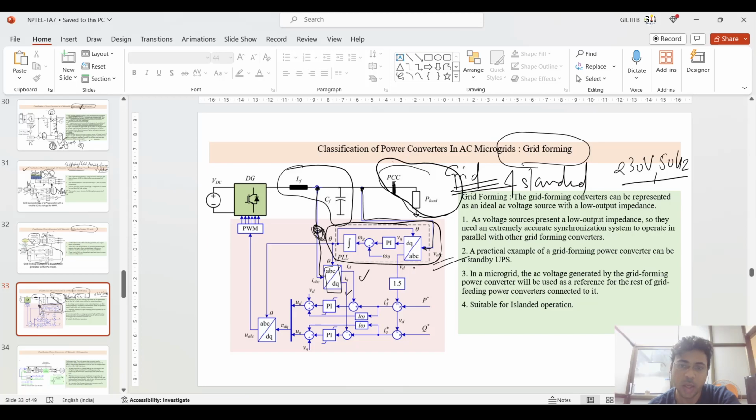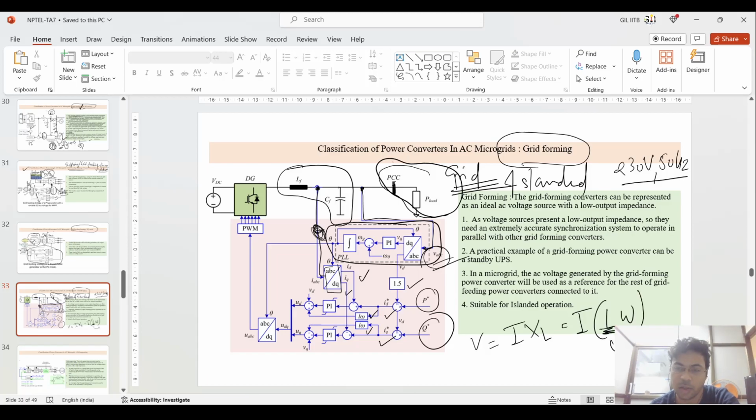Same here, VABC is multiplied with a certain gain and converted with reference to P and Q, what should be generated, ID star and IQ star. Then it is multiplied by the L omega term. Why? Because the voltage ID star is IQ times XL, that is I multiplied by L omega. What is L here?